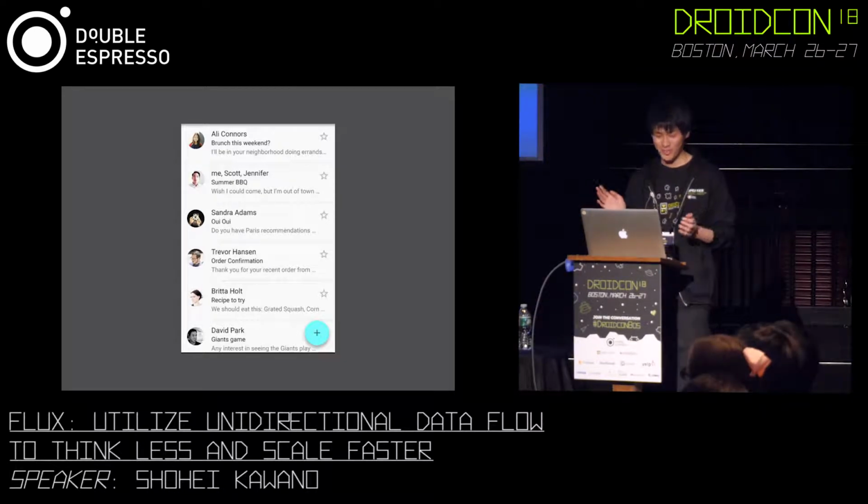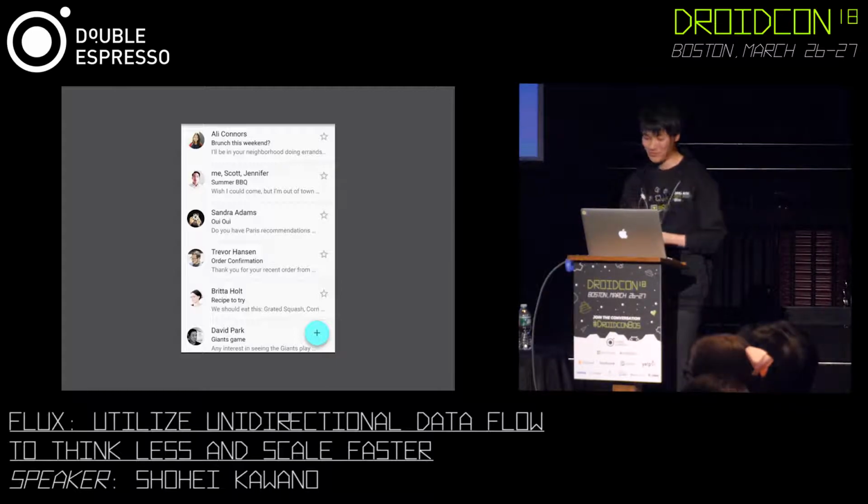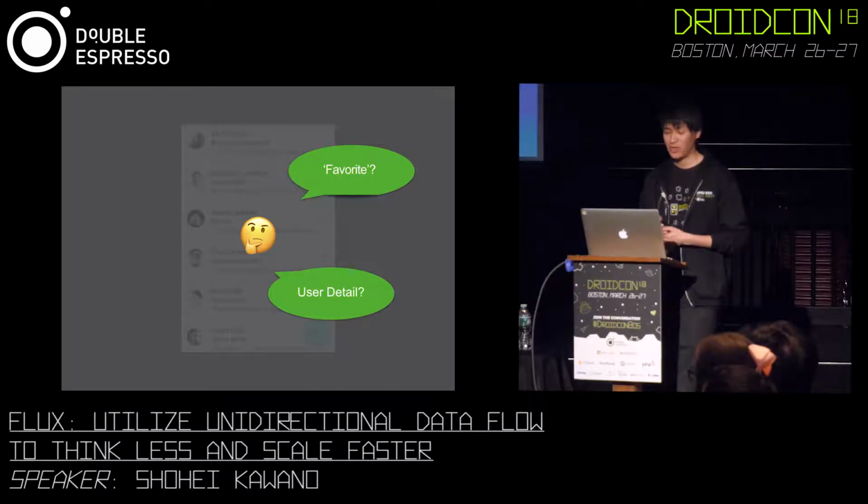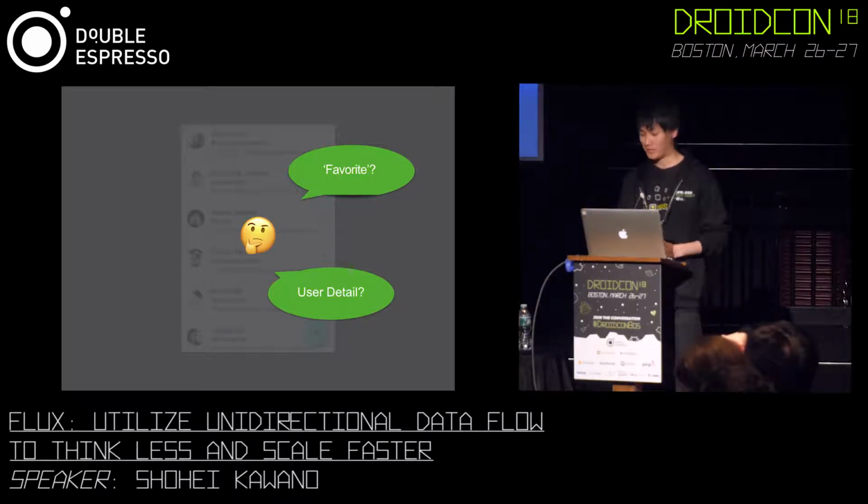We saw a lot of code just to show a list of users. So I know you are feeling like it's not worth it. But when you start trying to scale your application, you'll feel the power of Flux architecture. So imagine, let's assume we need to add favorite functionality or user detail activity to this app.